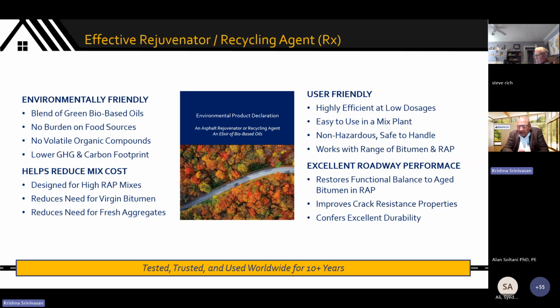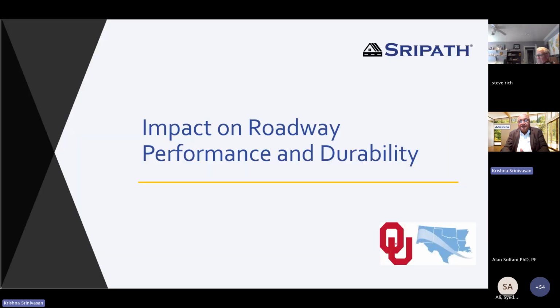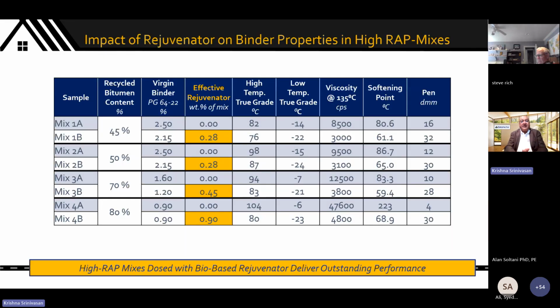These are the characteristics of the material, what it is. It's a blend of bio-based oil, low VOC, low carbon footprint, quite dosage efficient, non-hazardous, etc. And we'll talk about what it does to roadway performance and mix costs, but I just wanted to put it out there, full alert. So what does rejuvenator do in a high RAP mix?